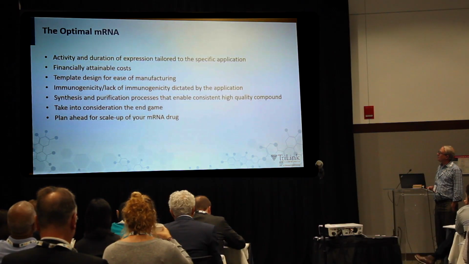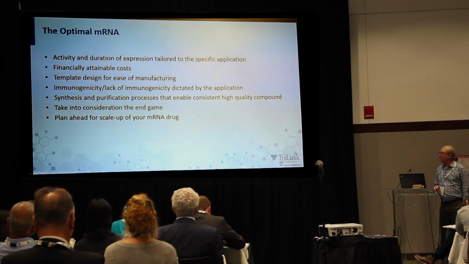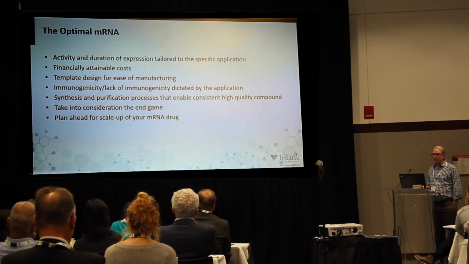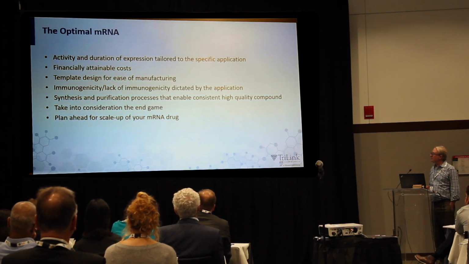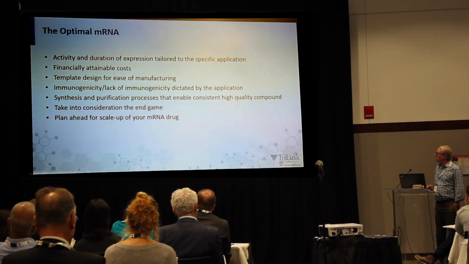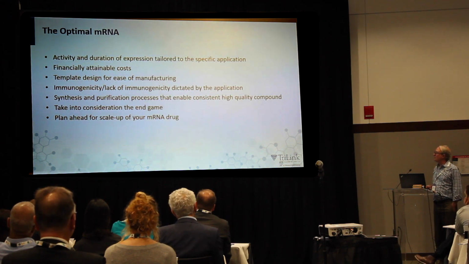All right, so now I'm going to shift gears and talk about the manufacturing design considerations for a messenger RNA. So what would the optimal mRNA look like? Well, we want the activity and duration of expression to be tailored to the application, whether that's chronic or transient. We want it to be possible to produce the RNA at financially attainable costs. The template should be designed for ease of manufacturing, and the immunogenicity or the lack of immunogenicity should be dictated by the application, whether that's a vaccine or a genome editing event or whatever. So synthesis and purification processes should be consistent and enable consistent high-quality compounds.